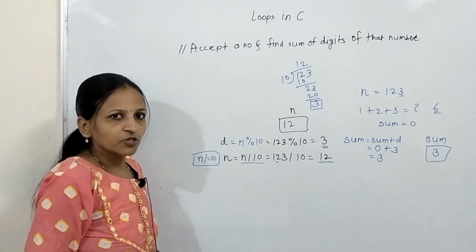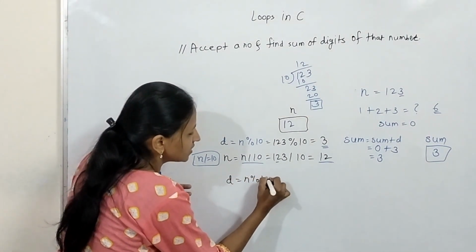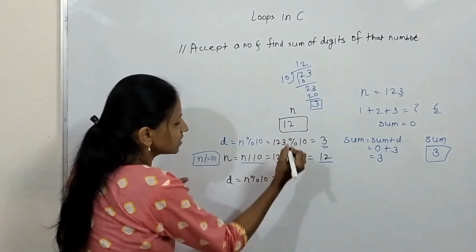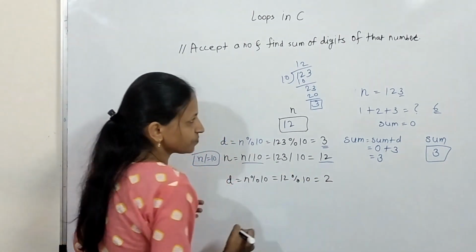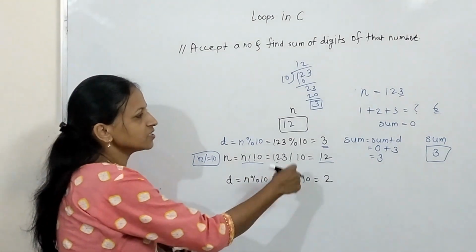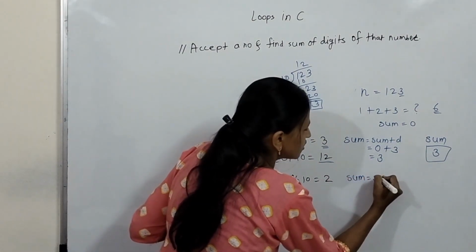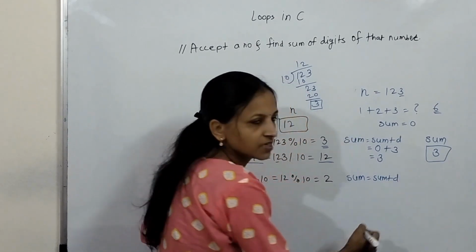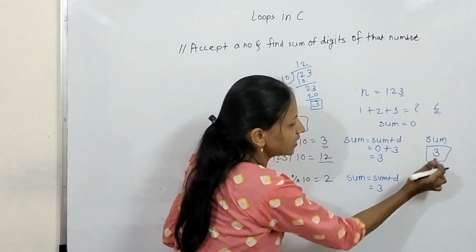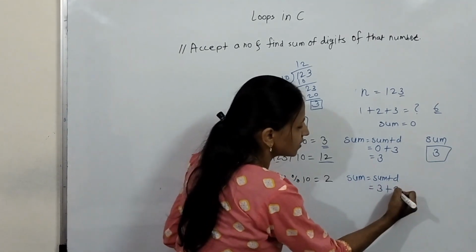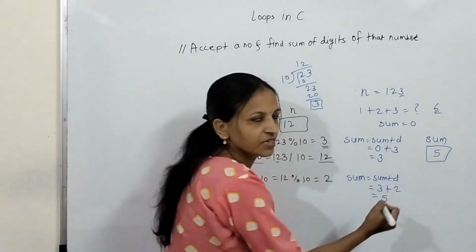Now do the same process again: d equals n modulus 10. Now n is 12, modulus 10, we will get 2. Now just add this 2 to sum again: sum equals sum plus d. Here sum is 3, plus d is 2, that is equal to 5. 5 will get stored inside this sum variable again.